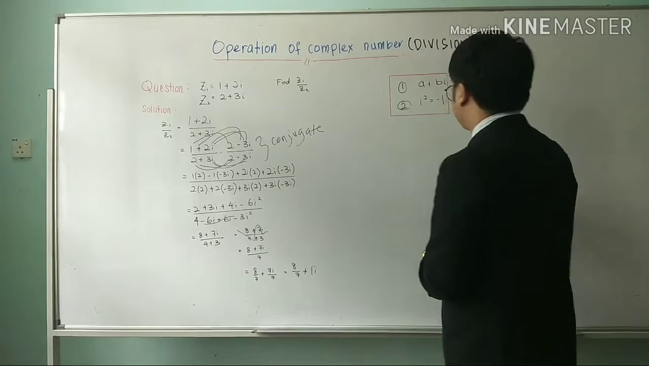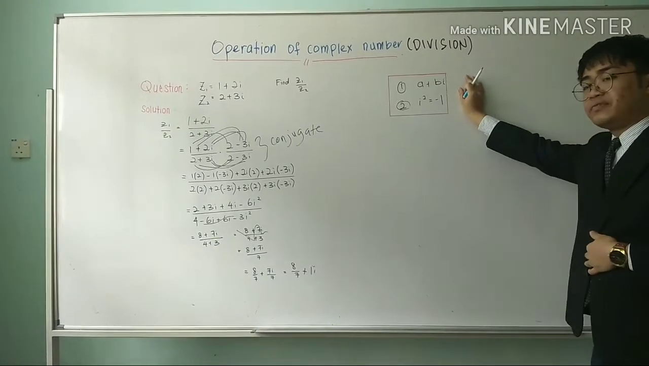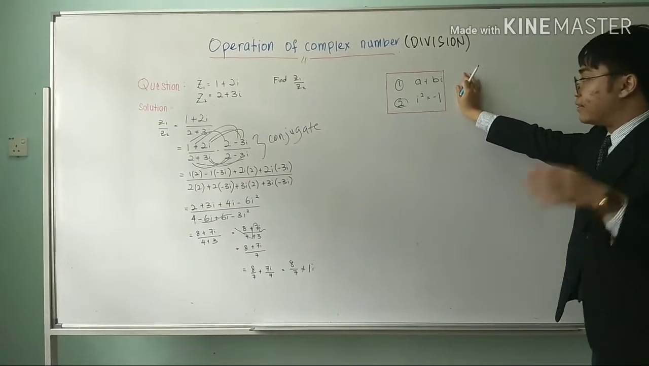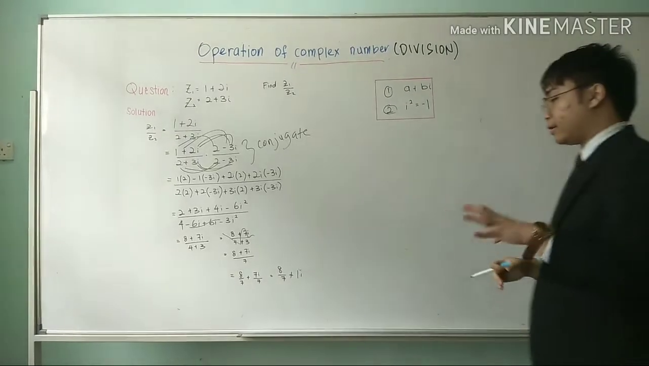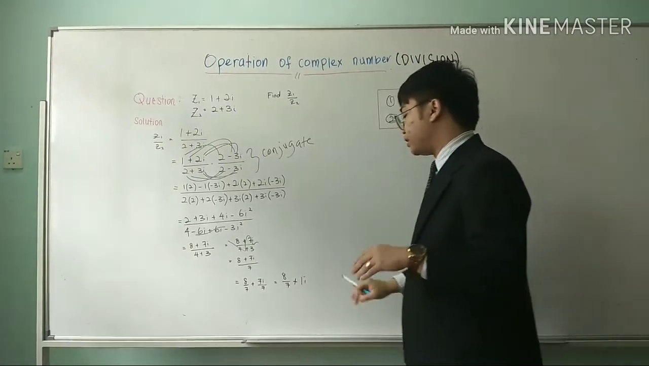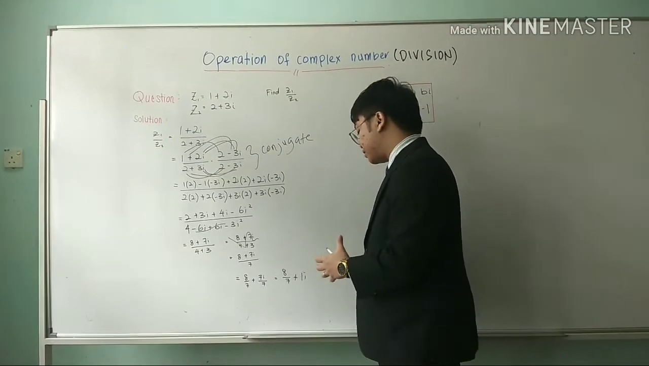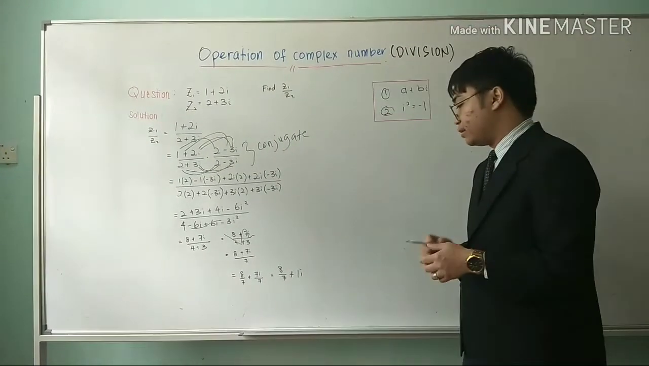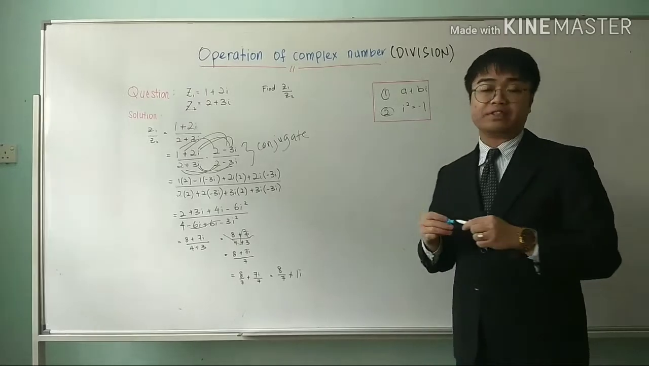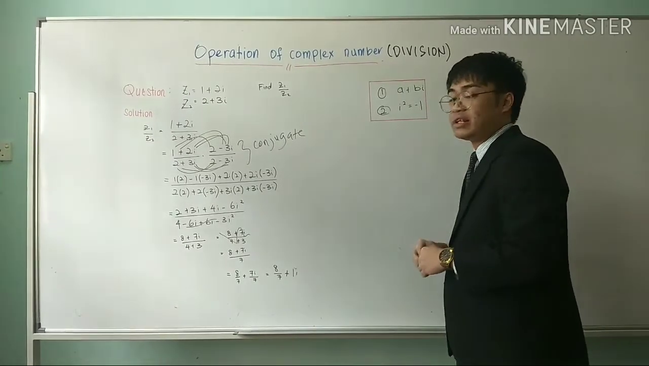Again, you have to remember the complex standard form is that the real number should be in front and the imaginary number should be at the back. So rearrange it again: 8 over 7 plus 1i, which is from 7 over 7, which equals 1.